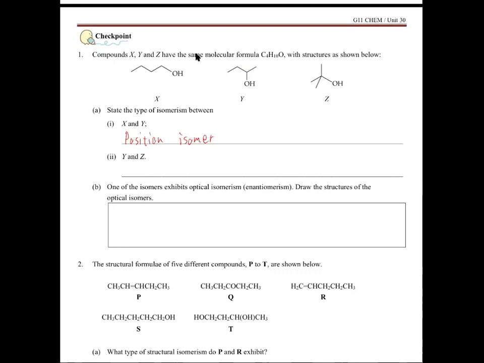Okay, and then how about Y and Z? So for Y, the longest chain is 1, 2, 3, 4. But for Z, the longest chain is 1, 2, 1, 2, 1, 2. So you can see they have the same functional group but different arrangement of the carbon chain. So we call them chain isomers.